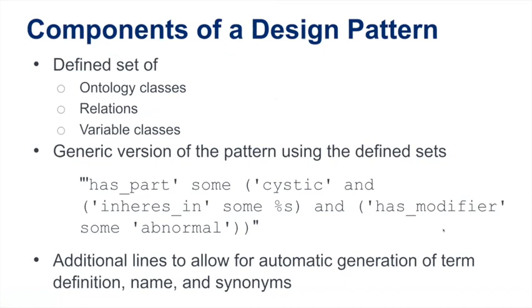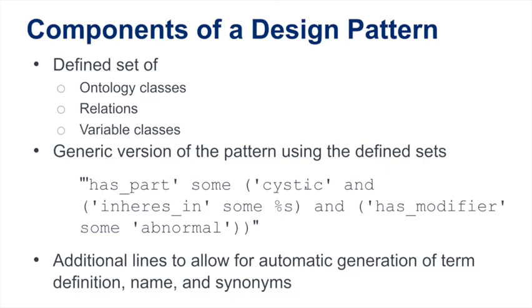So some of the key features of the DOSDPs, the design patterns that we're using, is that they're in a YAML format, and they specify a defined set of ontology classes that are used in the terms, and then also define the relationships that are intended to be used in the logical definitions. And then we have these variables where we can just insert the variable as needed to apply to the particular class that we need.